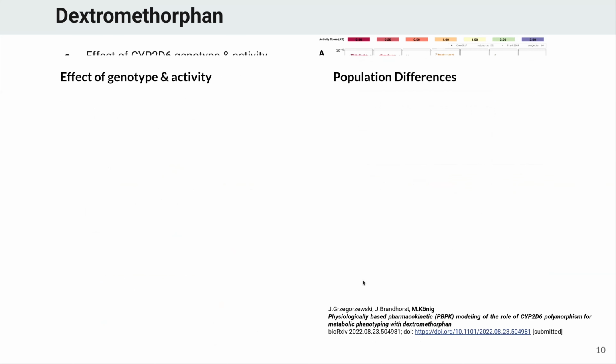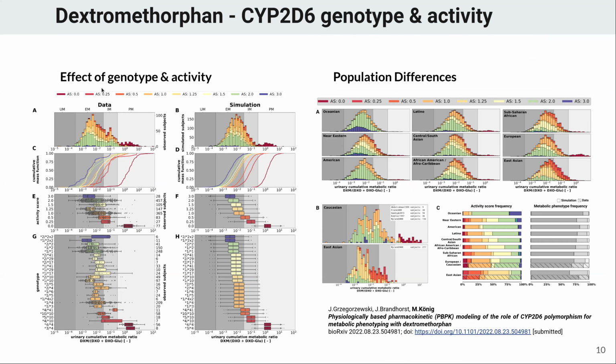Okay. We can take this a step further and apply this on whole populations. On the left is the data, on the right is the simulation. So we have a predictive model which allows us, in pretty good agreement, to predict the effect of the various genotypes and the various activity scores on the actual pharmacokinetic readout. And we can combine things like that with available information on genetic variants in populations, and very nicely also predict whole populations.